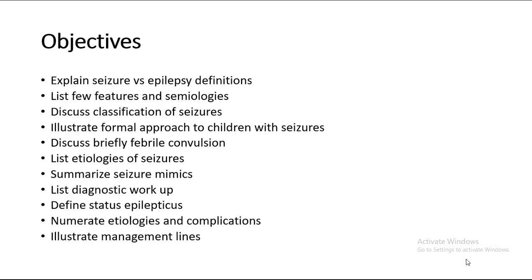Now, the objectives of this lecture are that we are going to explain seizure versus epilepsy definitions. We are going to list the features and semiologies of seizures, discuss the classification of seizures, illustrate a formal approach to children with seizures, discuss febrile convulsion, list the etiologies of seizures, summarize seizure mimics, list the diagnostic workup, define status epilepticus, enumerate the etiologies and complications of status epilepticus, and illustrate the management lines.